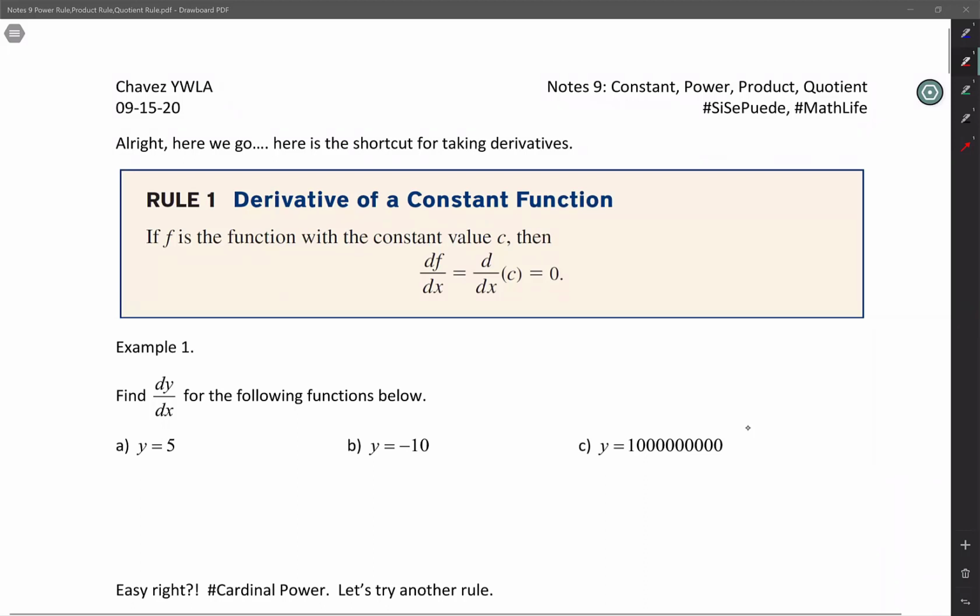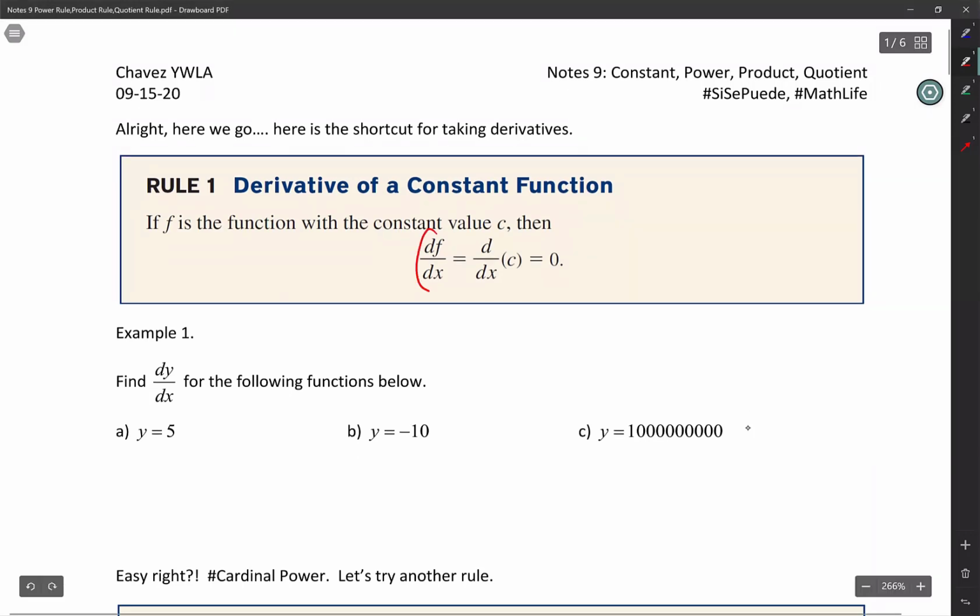Let's go ahead and talk about some rules here. This means the derivative of some function, or d/dx of some constant c. If I take the derivative of a constant, as long as it's a constant, the derivative of that constant will always be 0. And yeah, it makes sense.